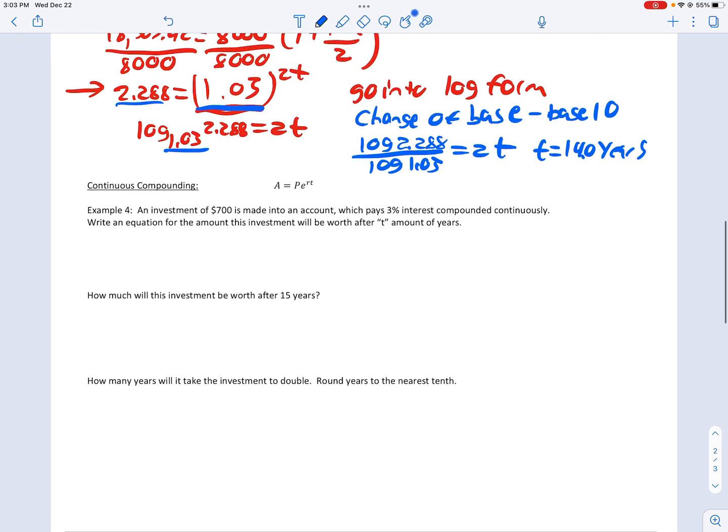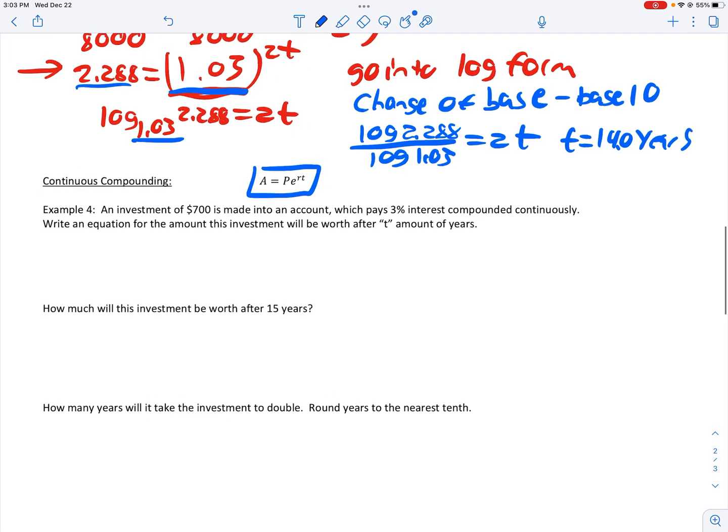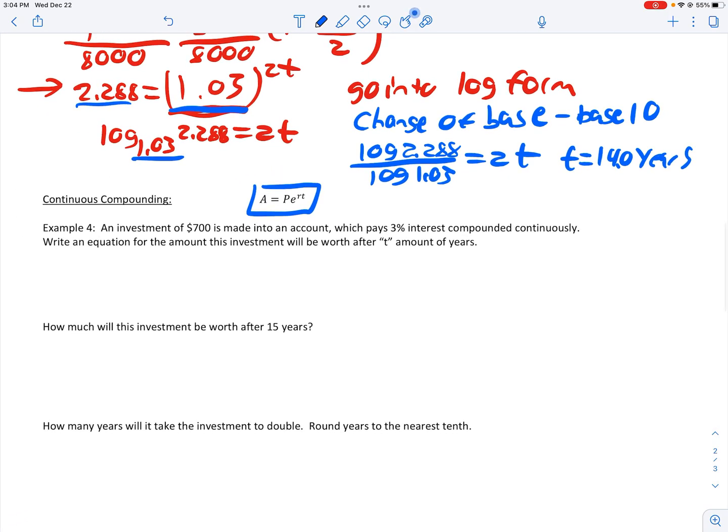Okay, the next one, continuous compound. So the formula is a little bit different. Again, A is still the final amount, P is still your initial investment, R is still your interest rate, T is still time, and then E is just our base value. It's always the same value.